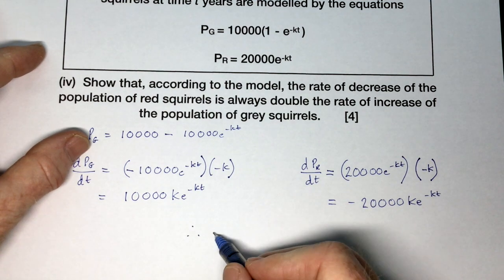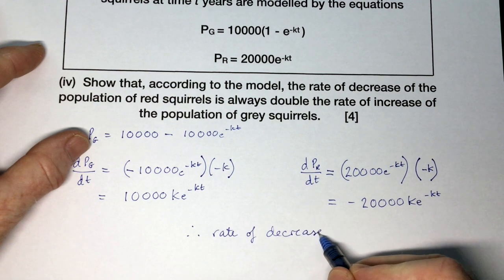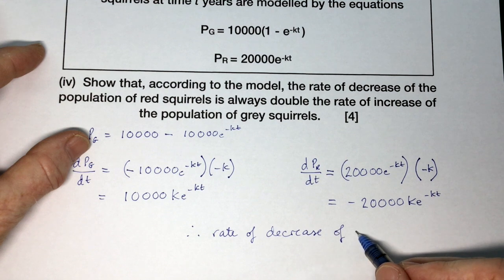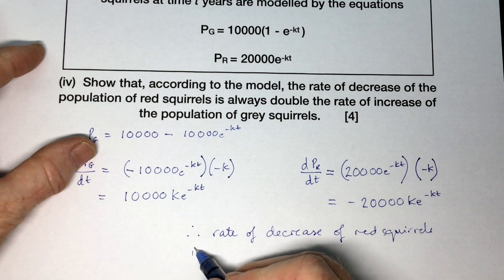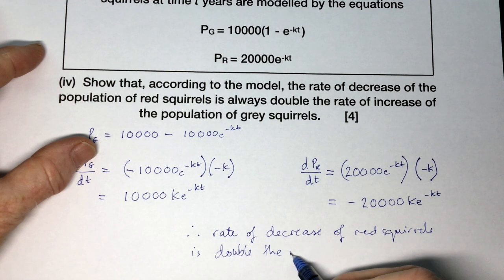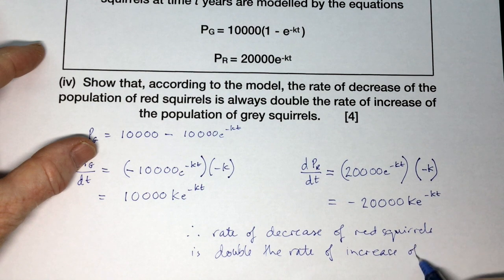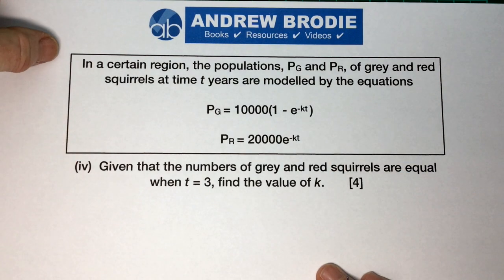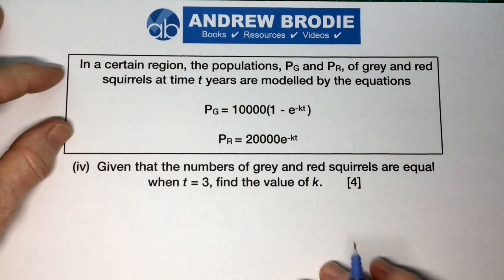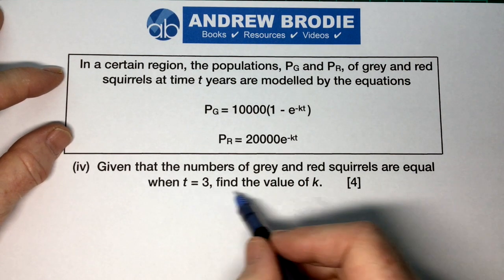So we can say, therefore, the rate of decrease of red squirrels is double the rate of increase of grey. So now, at long last, we're going to find out what k is, because it's telling us, given that the numbers of grey and red squirrels are equal when t equals 3, find the value of k.